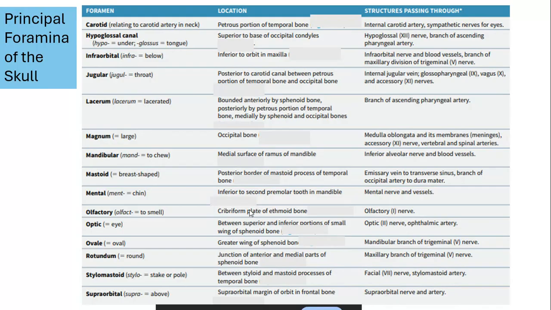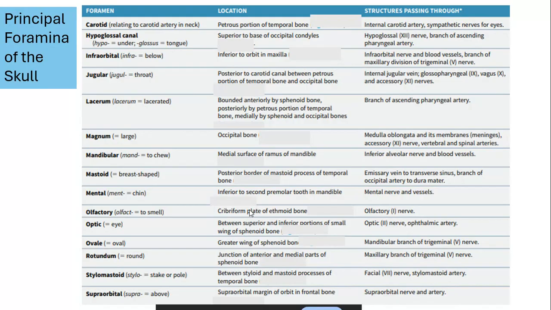Cribriform plate of ethmoid bone, olfactory nerve, right? Optic equals to eye, right? Between superior and inferior portion of small wing of sphenoid bone. Optic nerve and ophthalmic artery pass through the optic foramen.